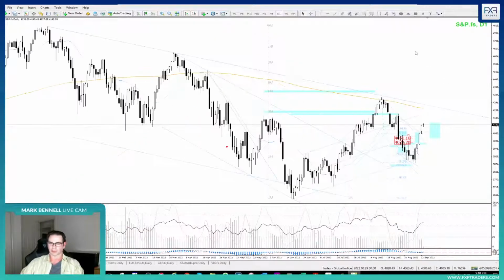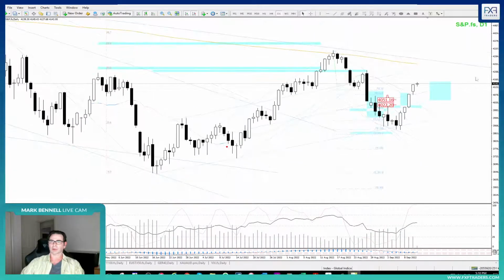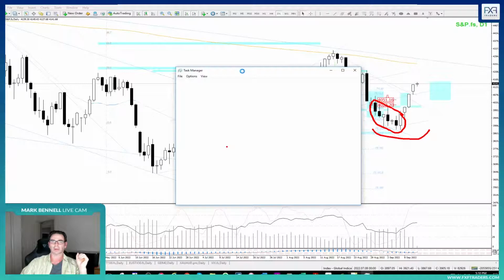So S&P 500. Well, those of you will remember what I was looking at down here. Anyone? Oh, it is green screen again. Anyone remember the setup I was looking for down there? Anyone remember that one? Right at the lows.